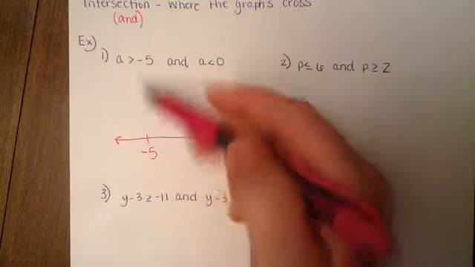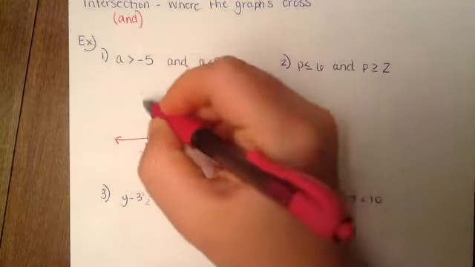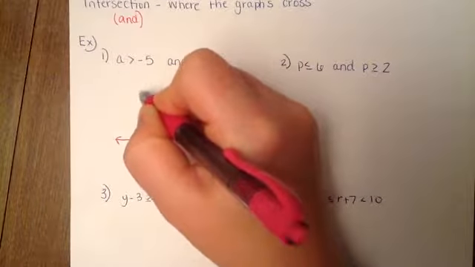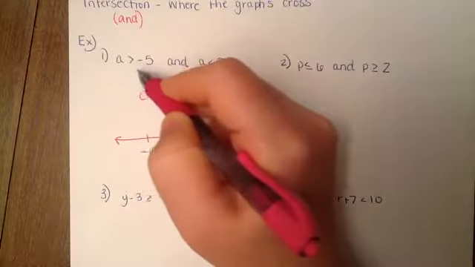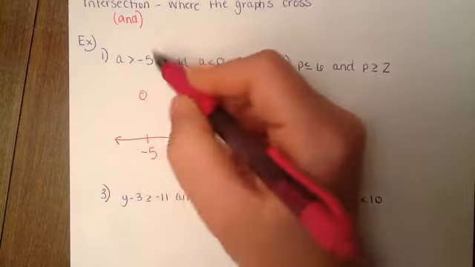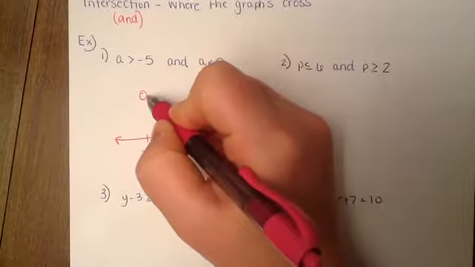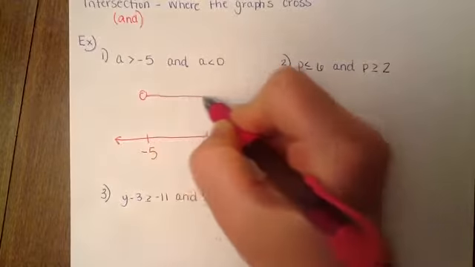So I'm just going to graph it up here, right above -5. What type of circle should I have? Open, because there's no equal sign. And if it is a is greater than -5, which way would you shade? To the right.